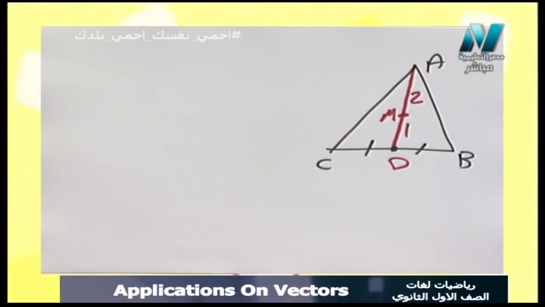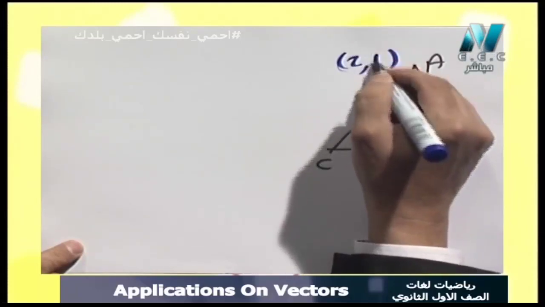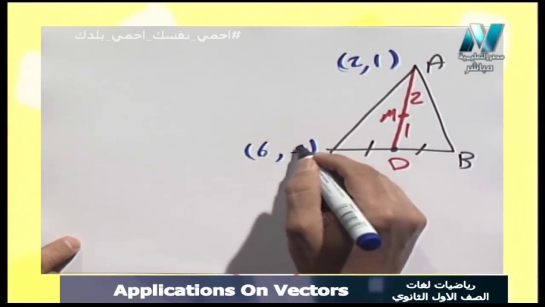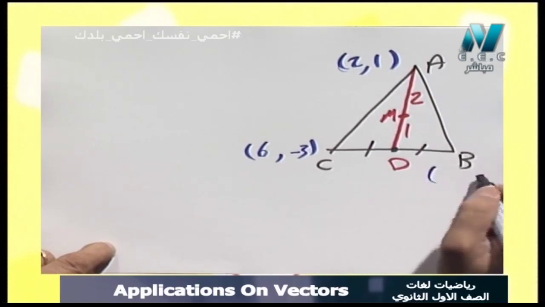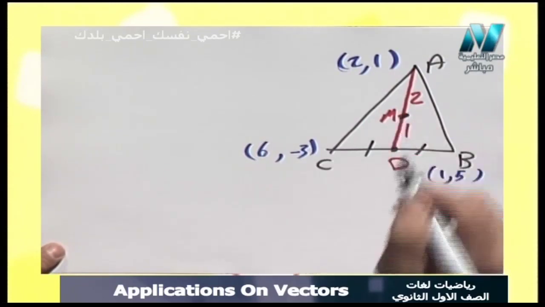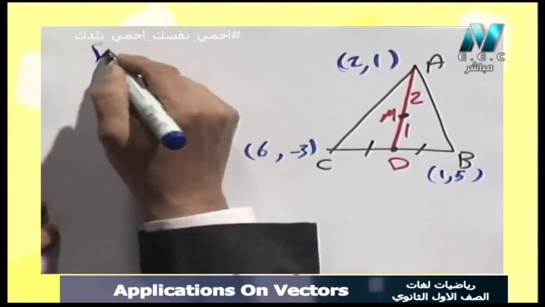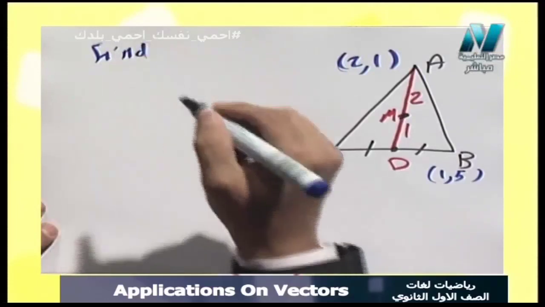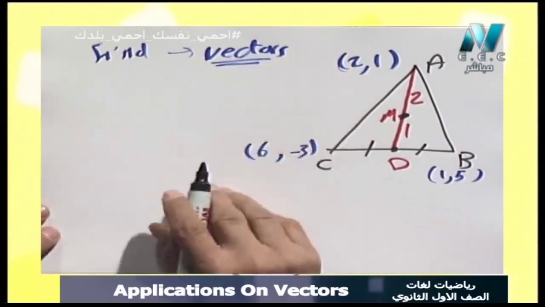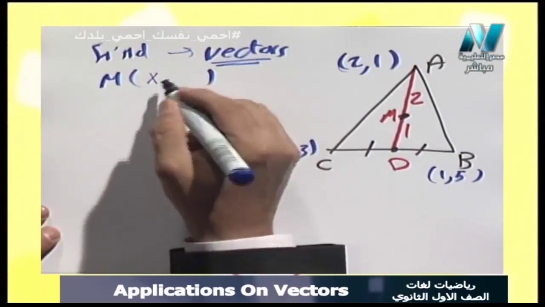If the point A has the coordinates 2 and 1, C has the coordinates 6 and -3, and this one has the coordinates 1 and 5, the question is to find, using vectors, the coordinates of M. We call it X and Y.